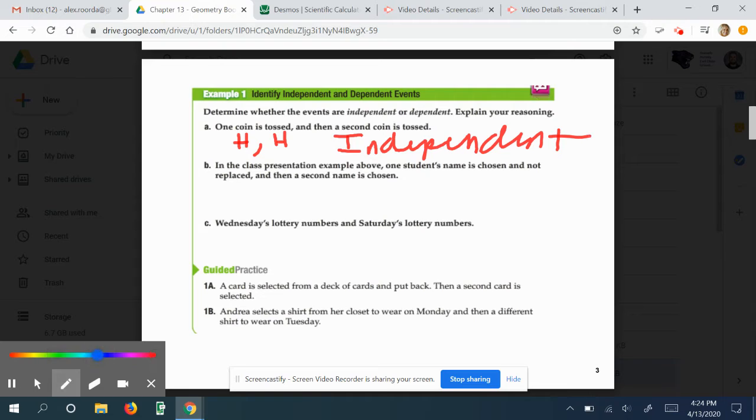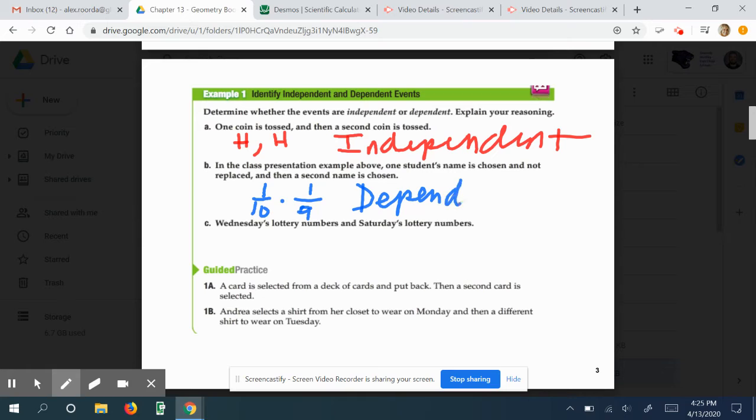Let's look at the next one. It says in the class presentation, one student's name is chosen and not replaced. Then a second's name is chosen. So that's like our example of James and Arturo, right? So James was 1 out of 10, where Arturo was 1 out of 9. And you'll notice the probability changes based upon how many students are left in the class. This is an example of dependent events. And maybe you picked up on that when we were talking about it, but that's dependent events right there, okay?